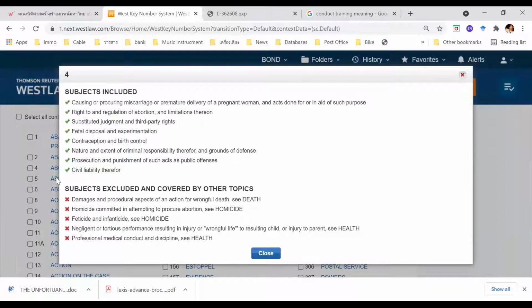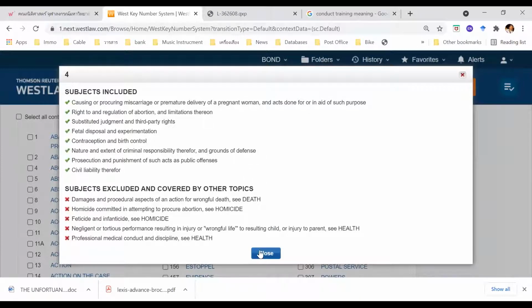It shows you the subjects included, but you look at that, excluded. It means if you are looking for homicide committed, I'm sorry, that is not included in this topic. You have to go to the homicide topic. If you are looking for damages and procedures, you just look for state. The abortion topic covers this list: civil liability, criminal responsibility, and grounds of defense. This is what the subject includes.